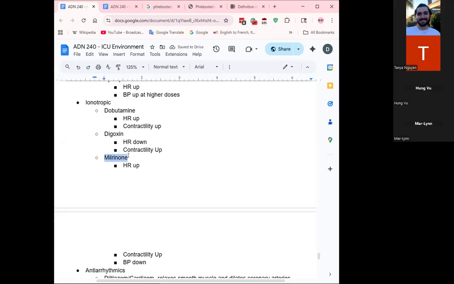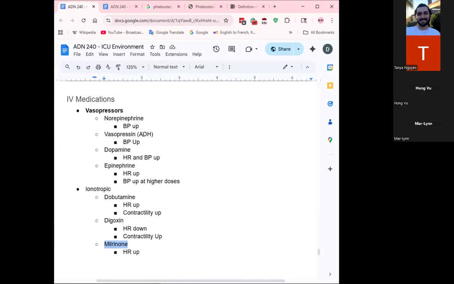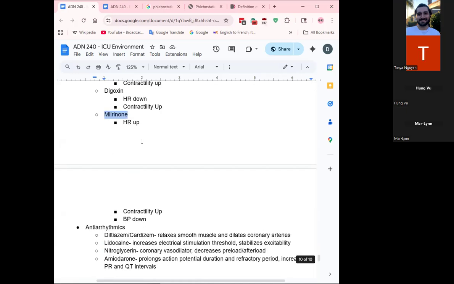Your milrinone is going to do the same things as your dobutamine, but it's also going to have a decreased effect on your blood pressure. And just get a general idea. You'll need to know them a bit more detailed for third week, okay?